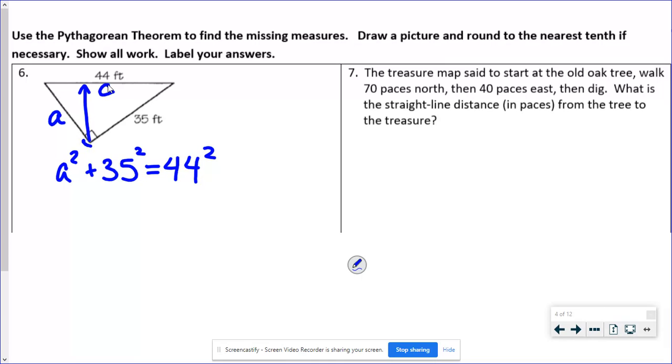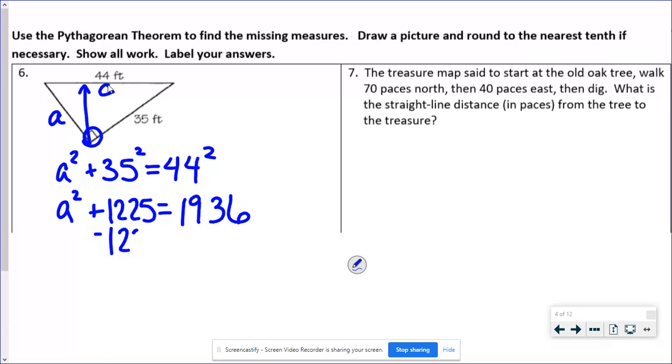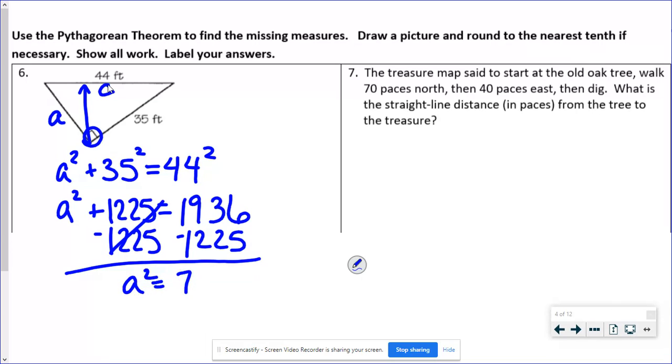And again, remember, this did give us a right angle. We know that this is a right triangle. We know that the Pythagorean theorem will work. So when I do this, 35 squared is 1225, and 44 squared is 1936. Now to solve this, I would have to get rid of this 1225. And that would be 711. And then we'll take the square root.